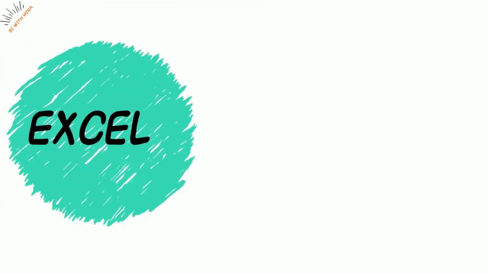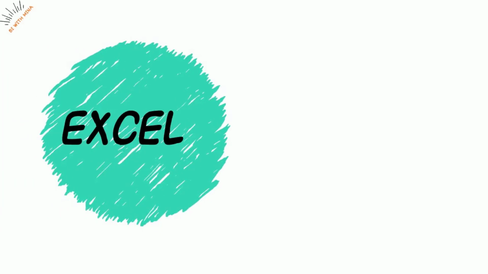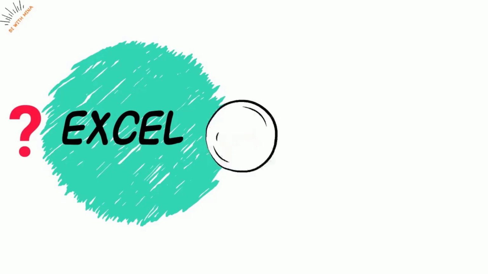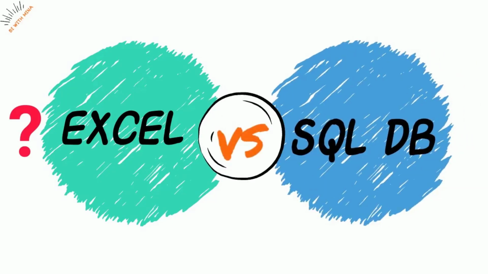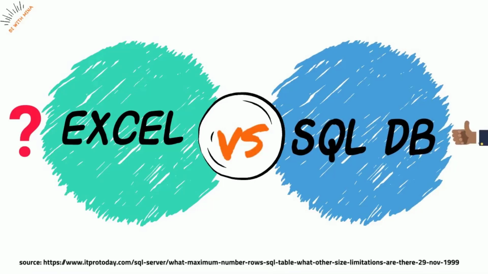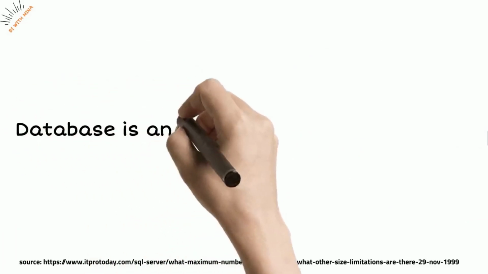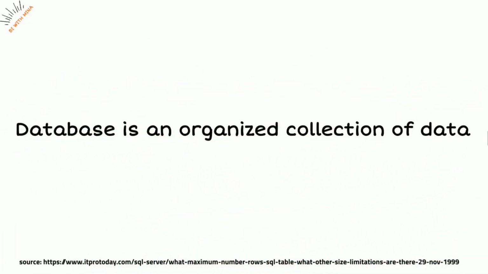The first software that comes to mind is Excel, but Excel can only store up to 1 million records, whereas a single SQL database has no maximum number of records. You can keep adding rows until the database runs out of storage space, and it is also easy to organize and retrieve large amounts of data from databases. After all, a database is an organized collection of data.